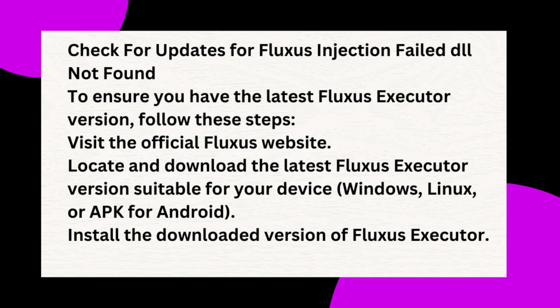To ensure you have the latest Fluxus executor version, follow these steps. Visit the official Fluxus website, locate and download the latest Fluxus executor version suitable for your device, Windows, Linux, or APK for Android, and install the downloaded version of Fluxus executor.